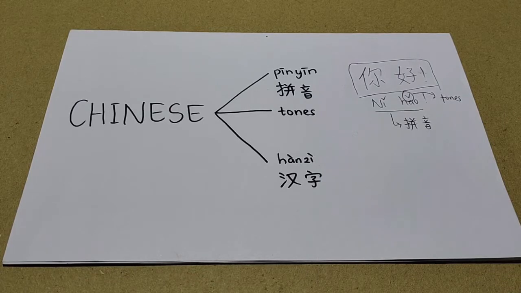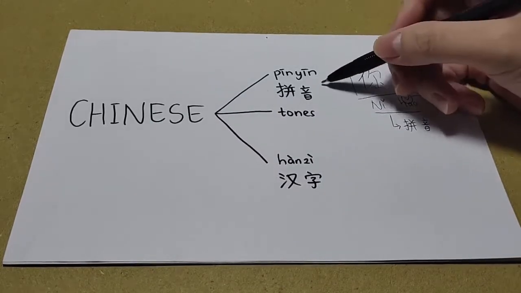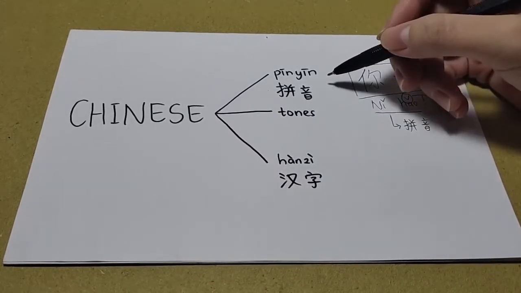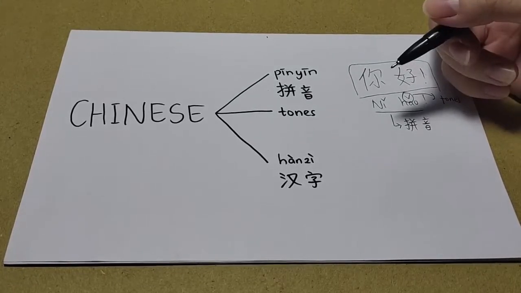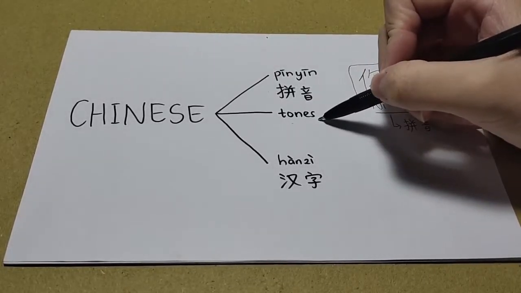Today we're gonna continue our Chinese lesson. So in the previous video, we have already talked about pinyin or the Chinese alphabet. So if you guys haven't watched them, you guys can watch them first and then go back to this video. Today we're gonna talk about the tones.